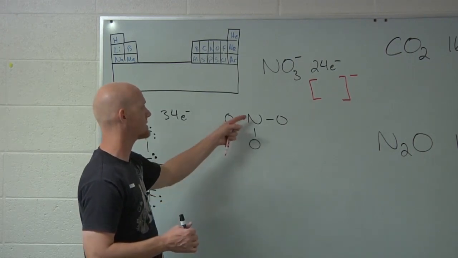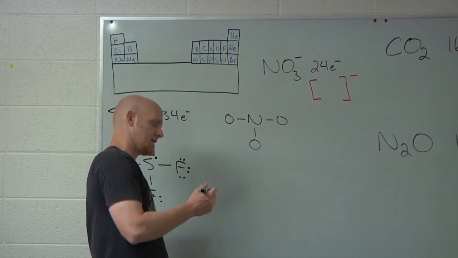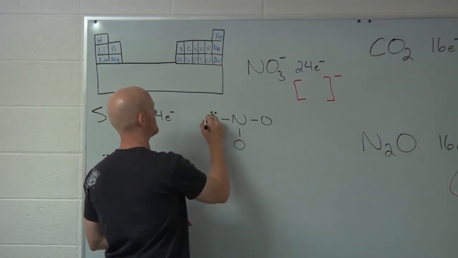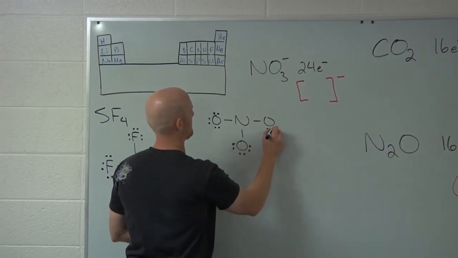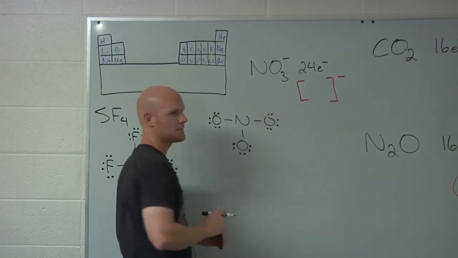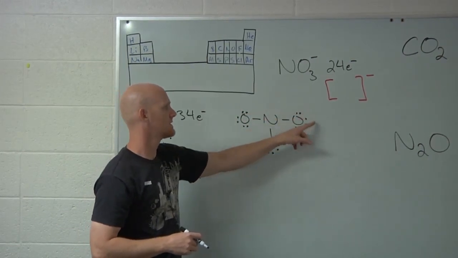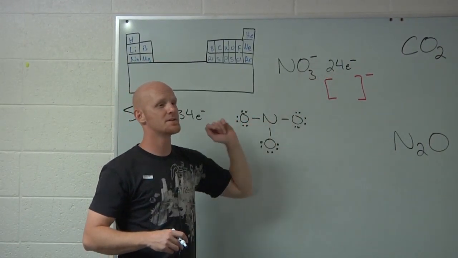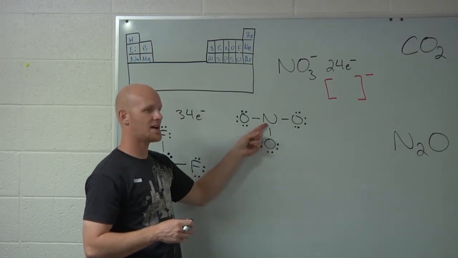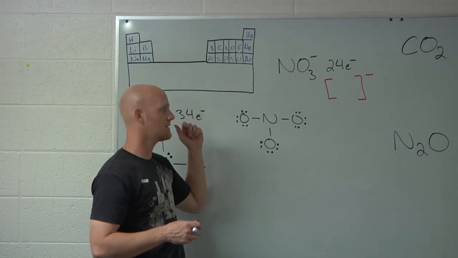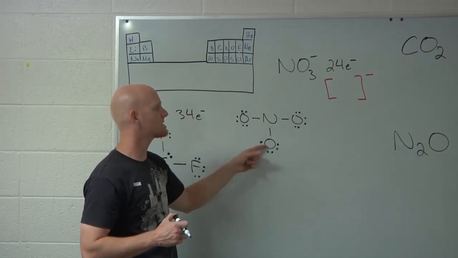Okay, so we put the nitrogen in the middle, set up single bonds everywhere. Where do I put electrons next? Outside atoms, fill them up. And at this point, I've used 8, 16, 24 electrons up. I've used them all. And so what do I ask myself? Yeah, nitrogen happy? No. How many more electrons does he need? Just 2. He just needs one of these guys to share with him.